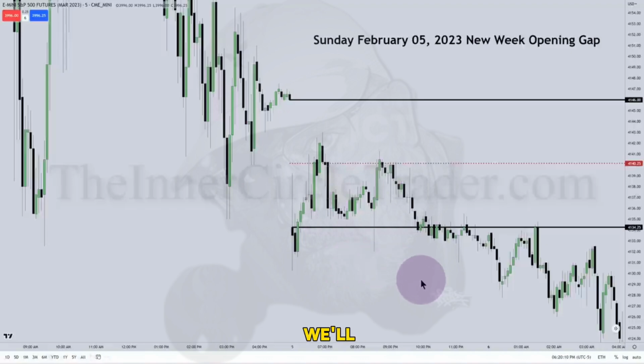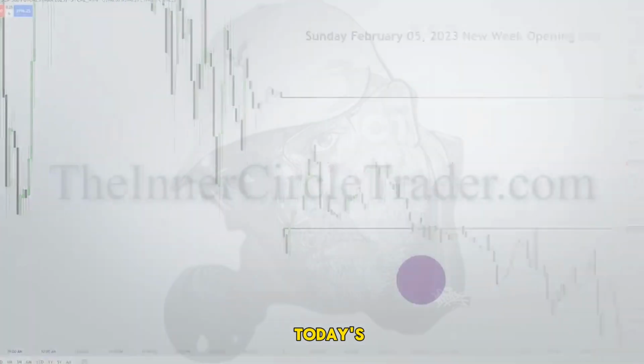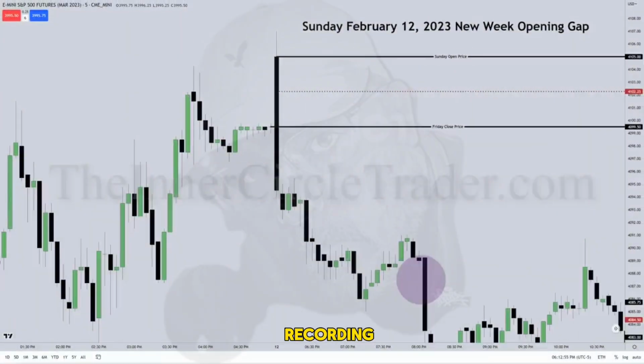So that's basically what it looks like on my chart. And we'll take a look at some more examples of it now. This is essentially 5 weeks ago, based on today's actual date of this recording. The week after that, next Sunday, would be Sunday, February 12th, 2023, and this is the new week opening gap for it. Here's the closing price on that Friday, then the opening price on Sunday, and the midpoint here, which is consequent encroachment, the difference between the two.